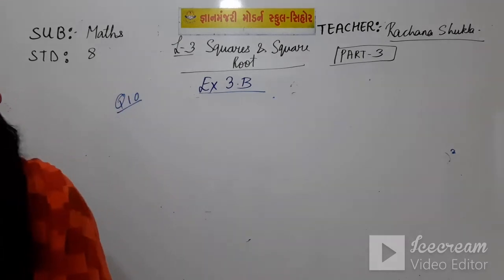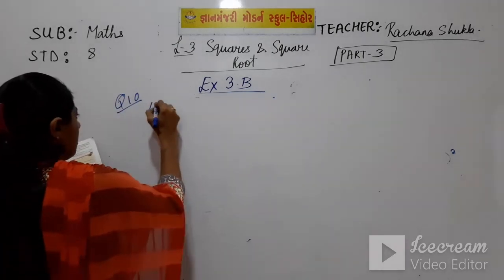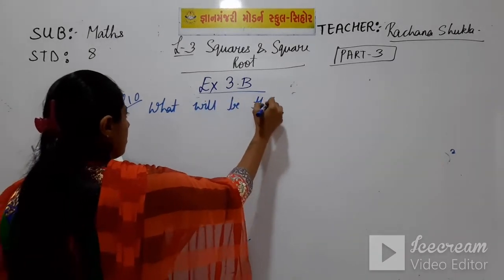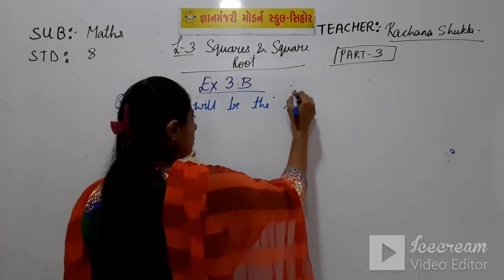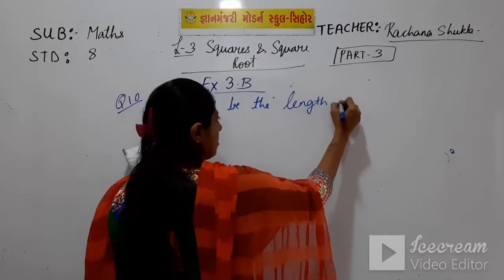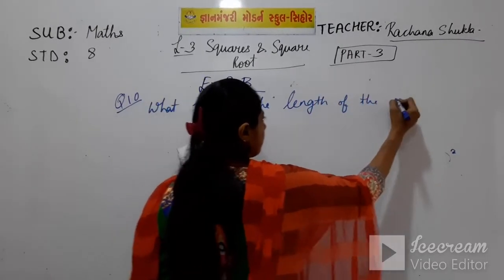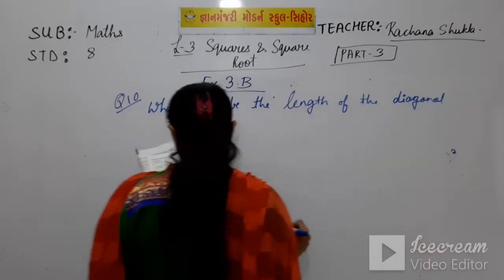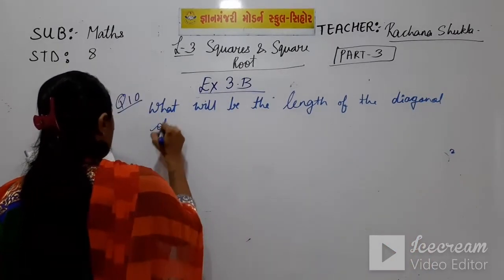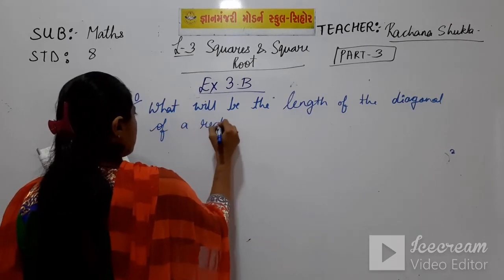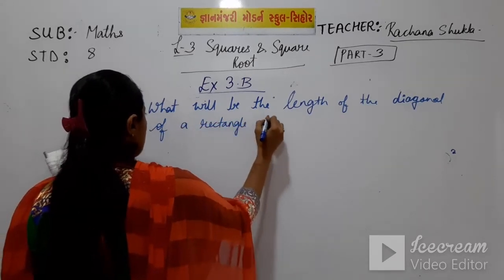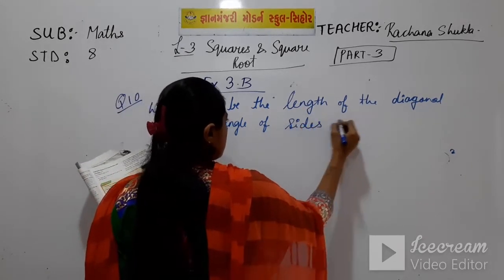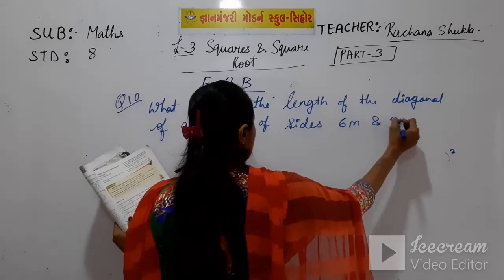Question 10 is, what will be the length of the diagonal of a rectangle of sides 6 meter and 8 meter.